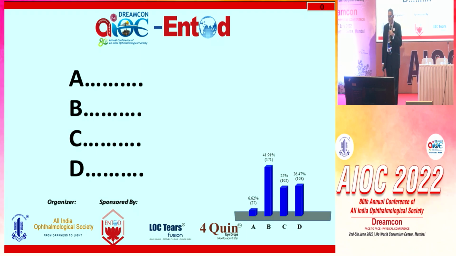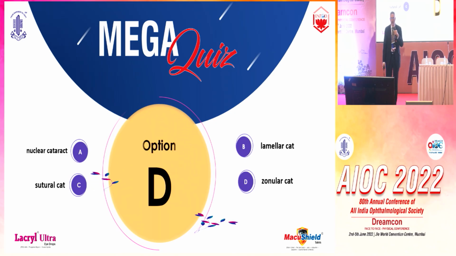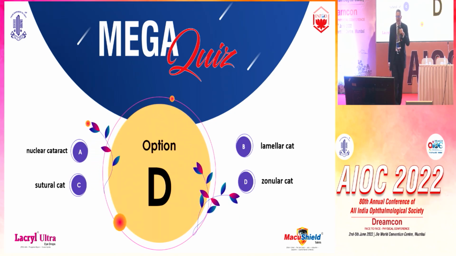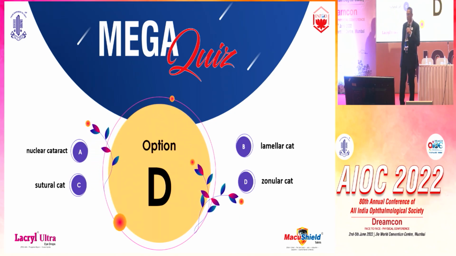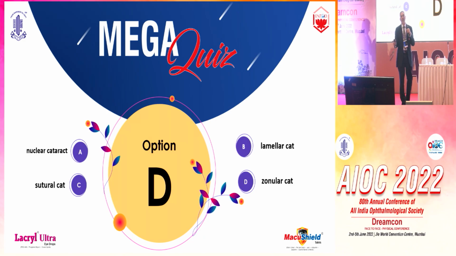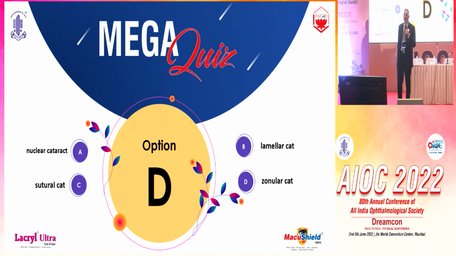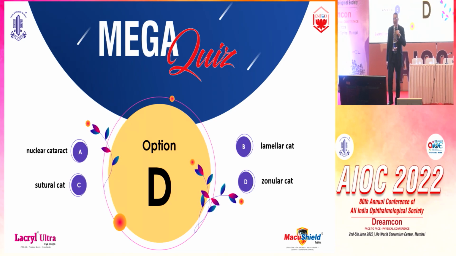Answering also was by a huge margin. 41% of you thought it was the answer B. Since I have short-term memory, I have forgotten what B was. So B was lamellar cataract. Lamellar sounds very logical. Unfortunately, zonular cataract is the most common seen, not the one which is operated on. Lamellar is operated on, but zonular is the most common which is seen. People see it and forget it. Next.